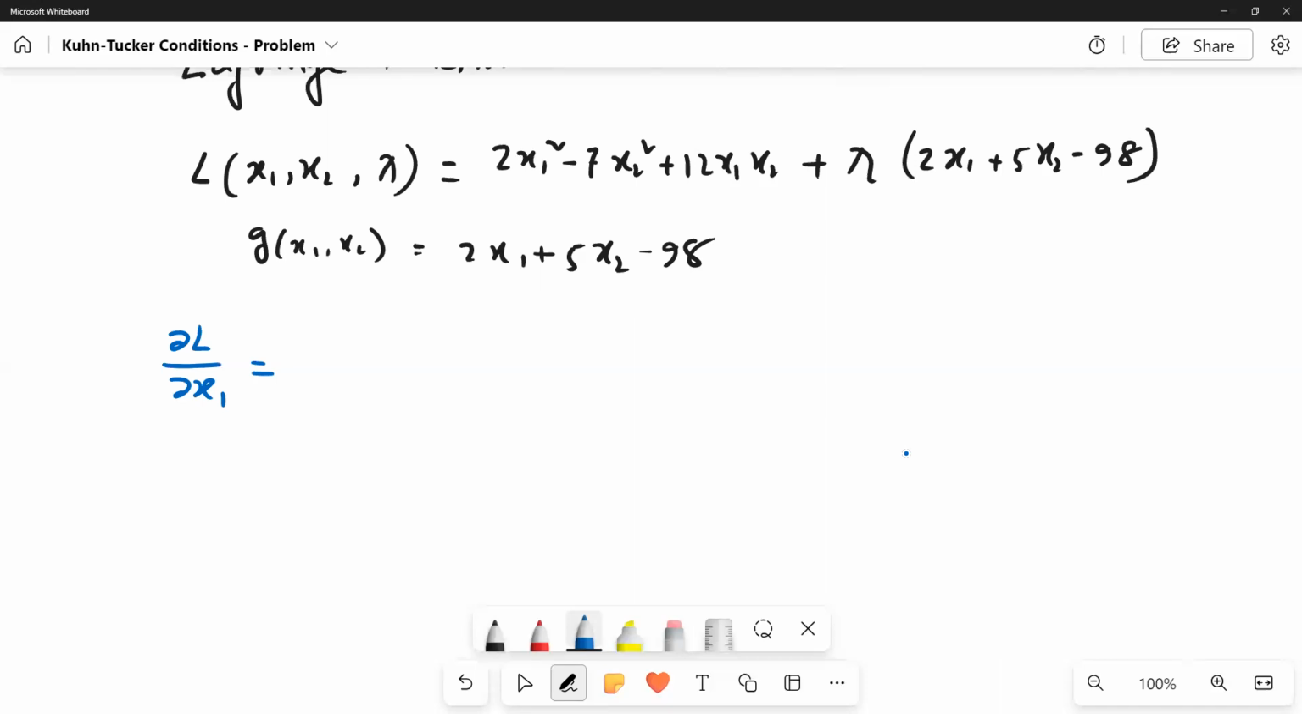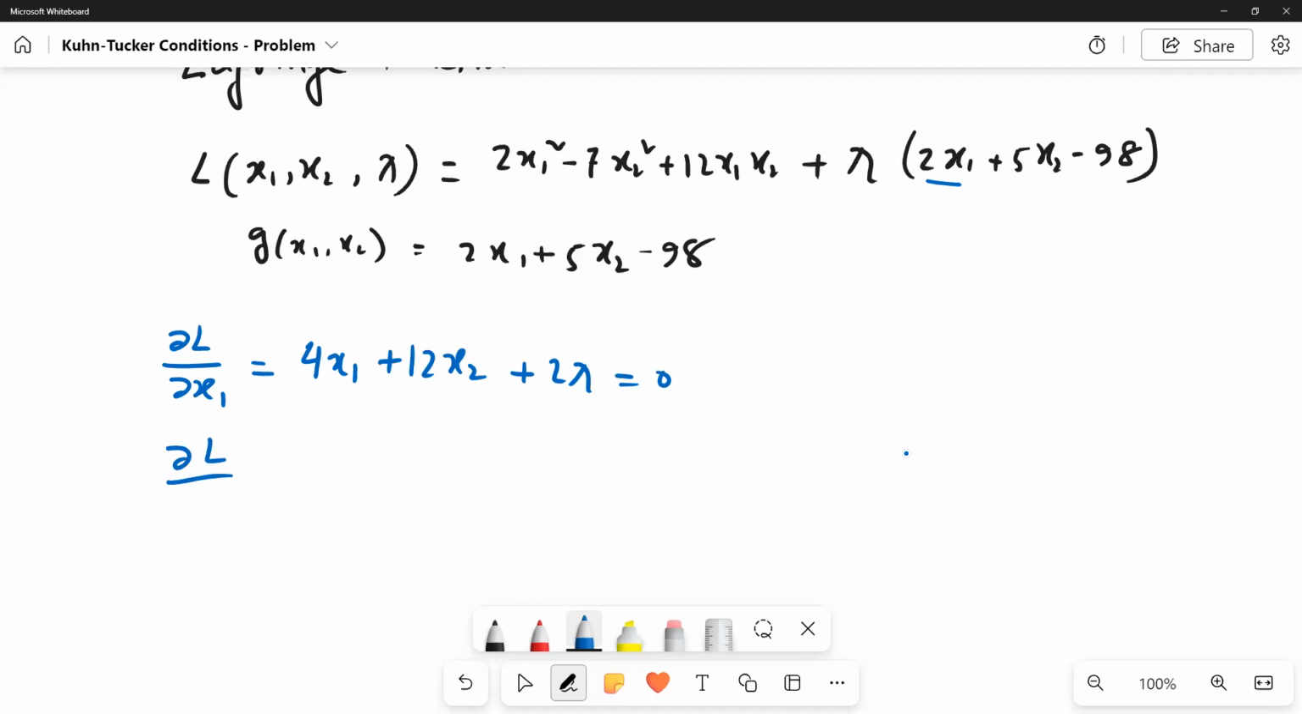That will be 2 into 2, so basically 4x1 plus 12x2, plus only the first one there. So plus 2 lambda equal to 0.